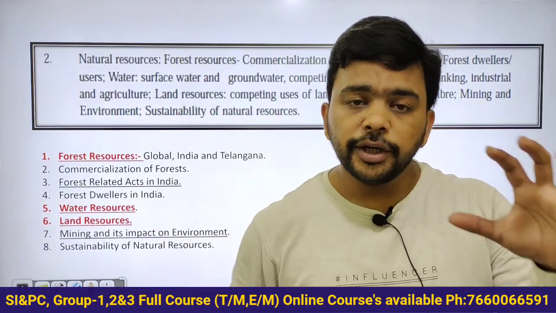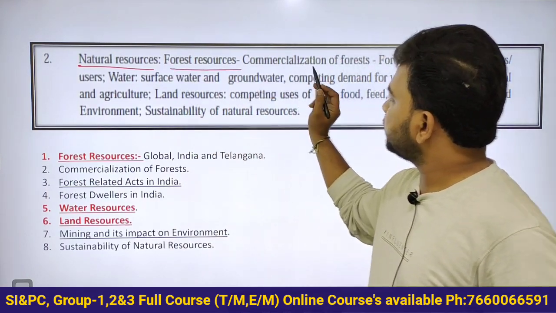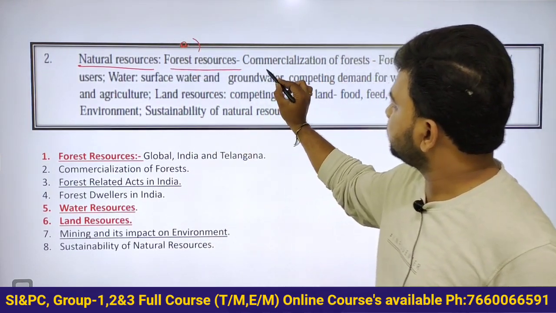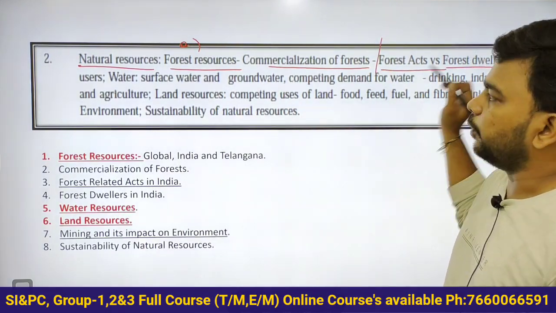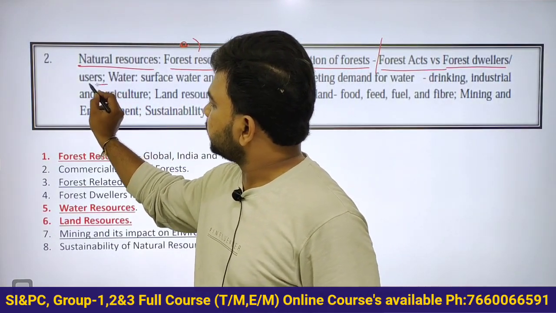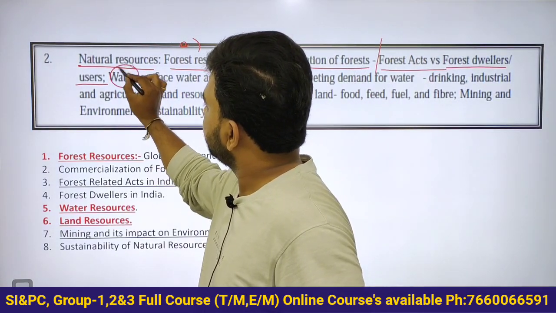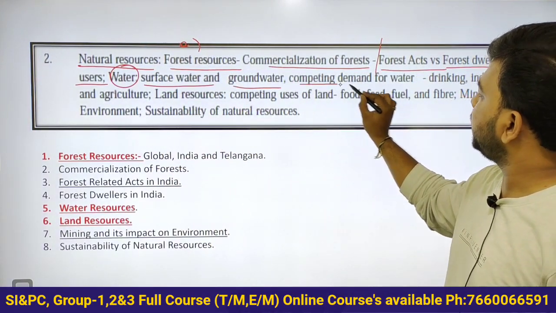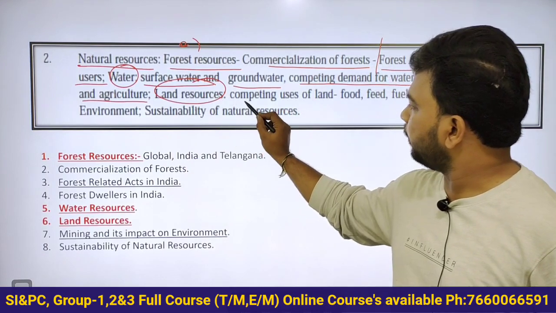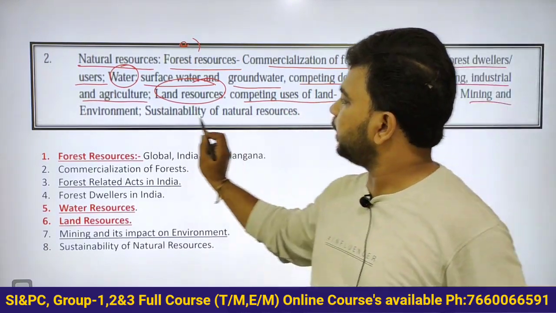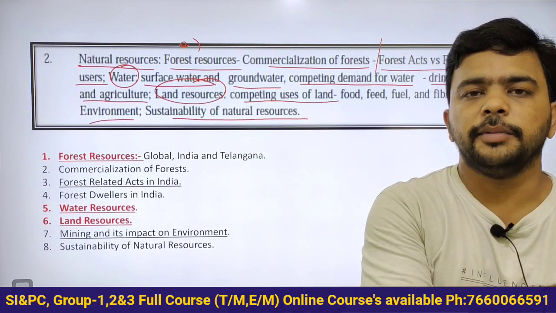In unit 2, it is mentioned: natural resources, forest resources. In that, first is forest resources, commercialization of forest, then forest acts versus forest dwellers, then users of the forest. Who are the users of the forest? Then water resources, surface water, groundwater, competing demand for water: drinking, industrial, agriculture. Land resources, competing uses of land, then mining and environment, sustainability of natural resources. These are the topics mentioned in the syllabus, unit 2.